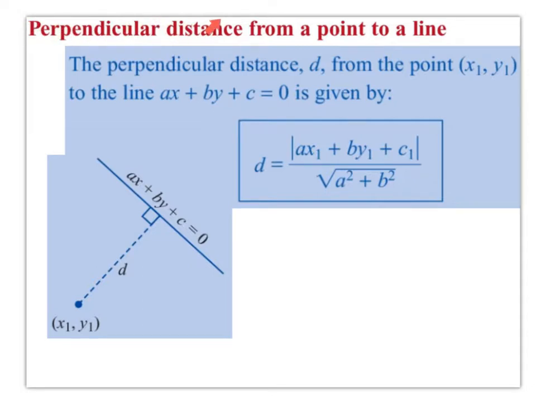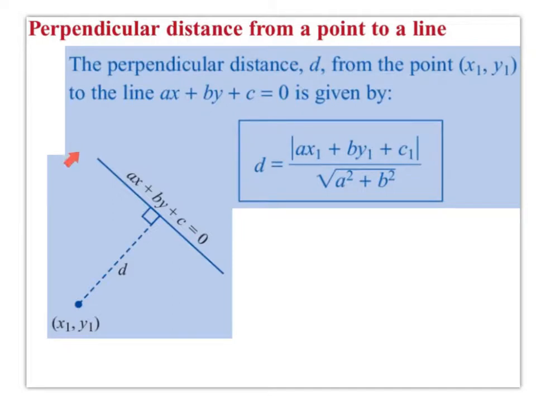Perpendicular distance from a point to a line. The perpendicular distance D from the point x1, y1 to the line ax plus by plus c equals 0 is given by D equals the modulus, so these lines mean modulus, so we take the positive value, of a multiplied by x1 plus b multiplied by y1 plus c1, all divided by the square root of a squared plus b squared.